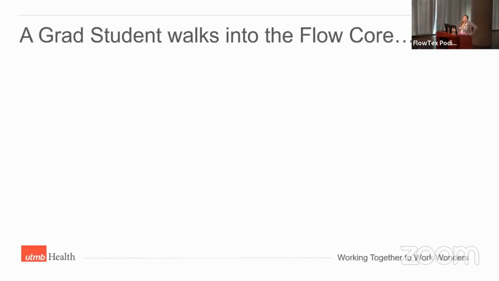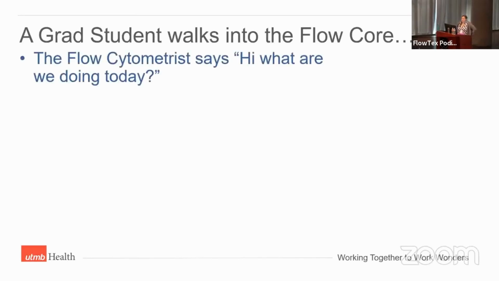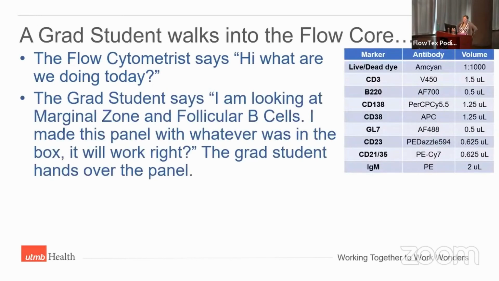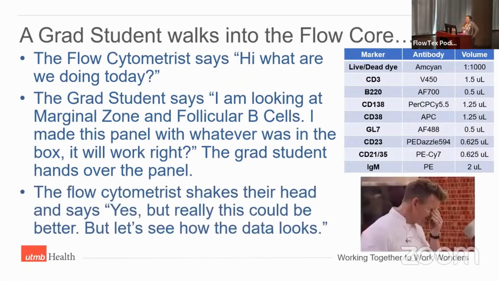So I'm pretty sure we've all had this experience. A grad student walks into the flow core. The flow cytometrist says, "Hey, what are we doing today?" The grad student says, "I'm looking at marginal zone and follicular B cells. I made a panel with whatever was in the box. It'll work, right?" The grad student hands over the panel. This is the initial panel. Looks like they attempted to titrate it at some point. The flow cytometrist shakes their head and says, "Yes, but really this could be better, but let's see what the data looks like."